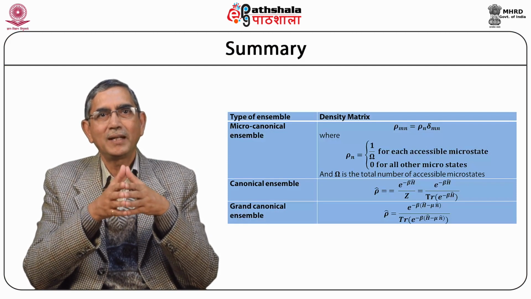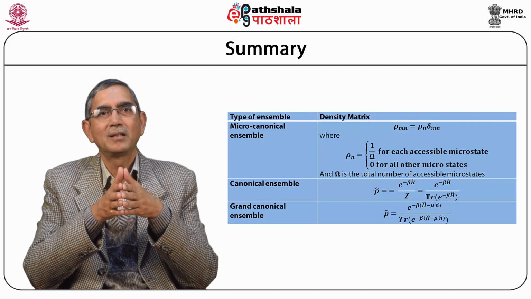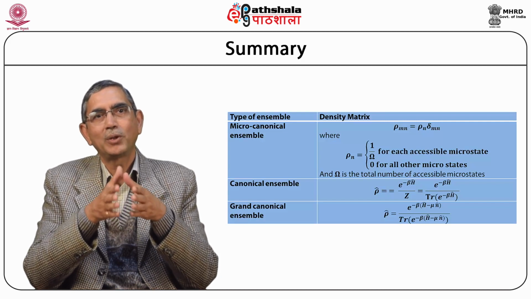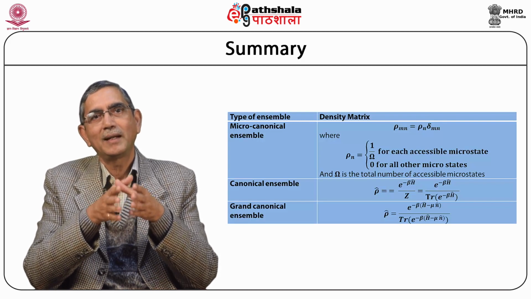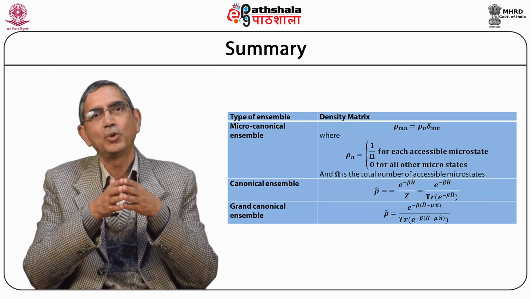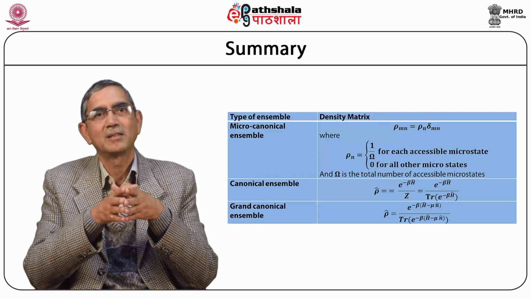To calculate the density matrix element in 3 ensembles as given in the table below, we learned how you can get the density matrix corresponding to the microcanonical ensemble, canonical ensemble and grand canonical ensemble, which you can view in this table at a glance.